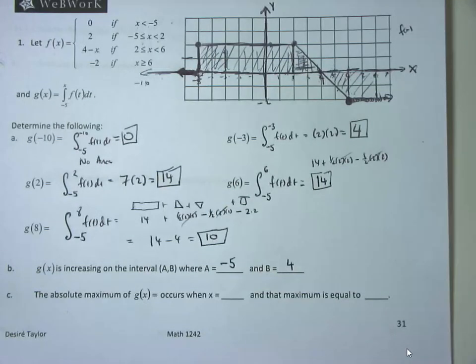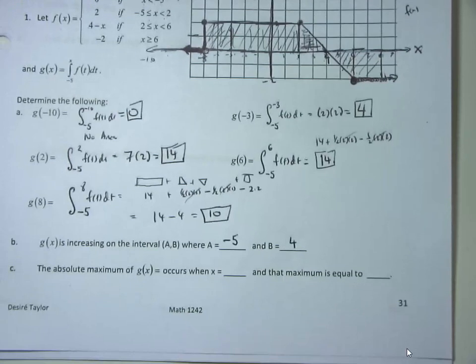So now we've got a question. The absolute maximum of g of x occurs when x equals what? And what is the maximum value equal to? G of x is the area under the curve of f of x. Where does the maximum occur? What x value? Where do we get the maximum area? When x was what?